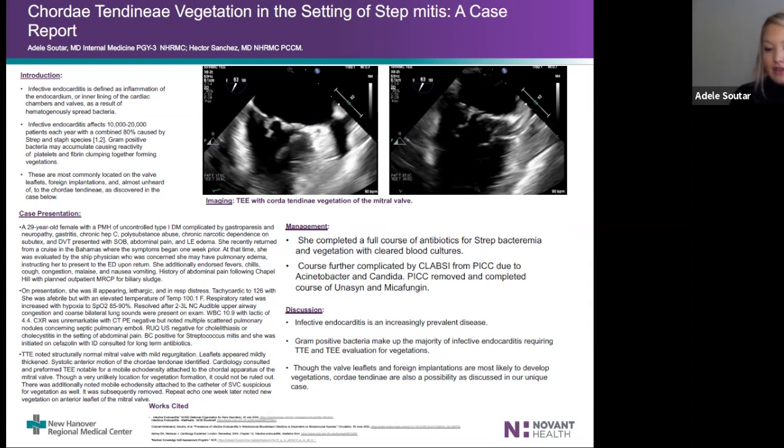And though the valve leaflets and foreign implantations are more likely to develop vegetations, it is not impossible to see it also on the chordae tendineae or any other areas, as you see in our case as well. So, opening up to any questions.